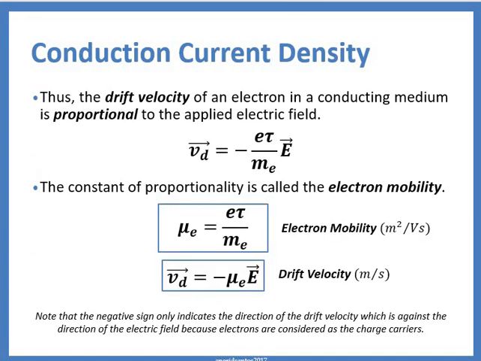And we can compute the drift velocity of an electron in the conducting medium, which can be seen to be proportional to the applied electric field. The constant of proportionality is called the electron mobility, denoted by μ_e, with a unit of square meter per volt second. The drift velocity is in meters per second, and the negative sign only indicates the direction of the drift velocity, which is against the direction of the electric field.